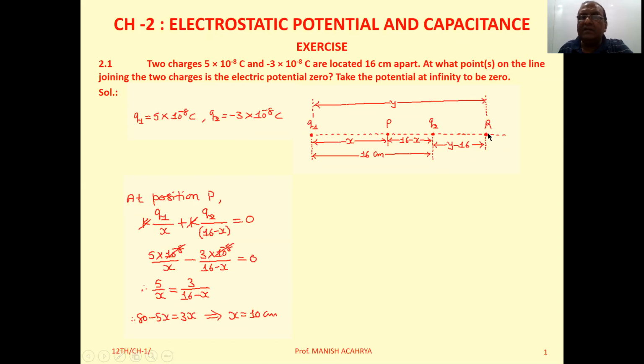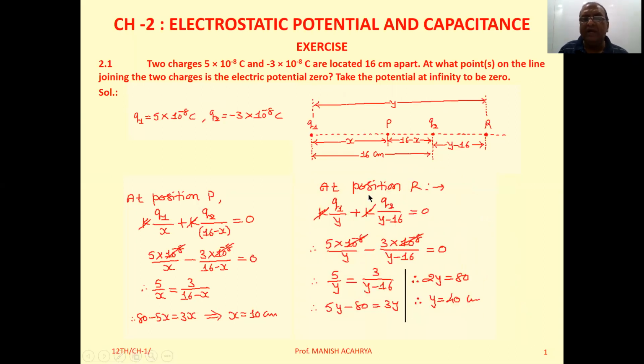Suppose another point is R where the resultant potential becomes 0. That point is at a distance y from charge Q1. So it is at a distance y minus 16 from charge Q2, as shown in the figure. Now at position R, we can write k q1 upon y, the potential due to q1, plus k q2 upon y minus 16. So the resultant potential is 0.